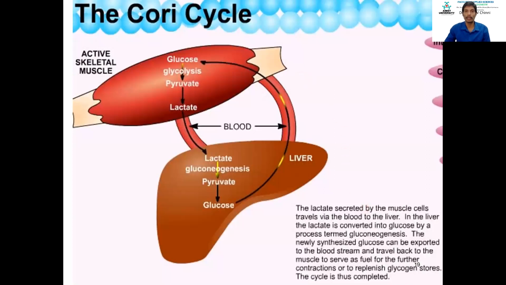So you can see this figure, it will illustrate clearly. Glucose is utilized in glycolysis, and in anaerobic glycolysis it will produce lactate in the muscles, and the lactate is taken by the blood to the liver. So the lactate undergoes gluconeogenesis through pyruvate, it will form glucose, and again glucose will be transported to the skeletal muscle through the blood circulation. So this is a cycle. Okay, this is called the Cori cycle.